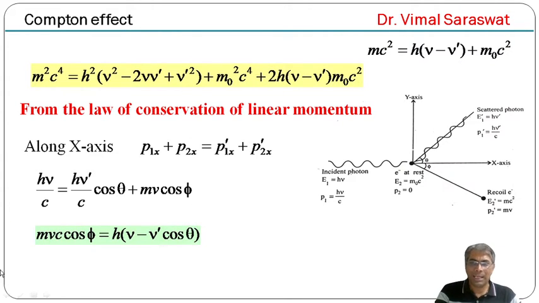And if we take c as LCM, then hν = hν' cos θ + mvc cos φ, or mvc cos φ = h(ν − ν' cos θ).